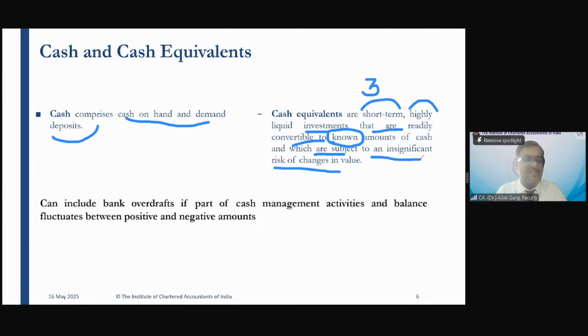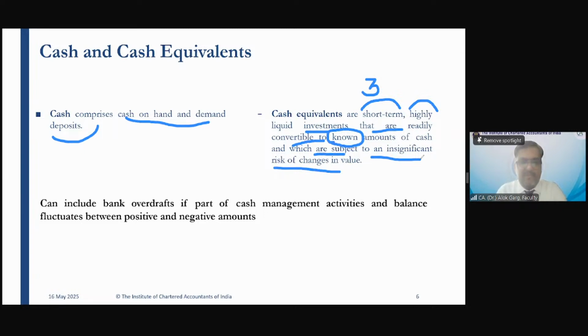It means there is no significant risk of change in value. Have you understood this concept? So friends, a short-term highly liquid investment which is readily convertible into known amounts of cash. You know what money you are going to receive, right? And which does not have a significant risk of change in value. Where there is no big risk of change in value. Is that clear?